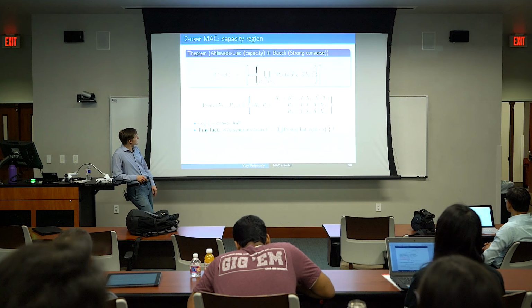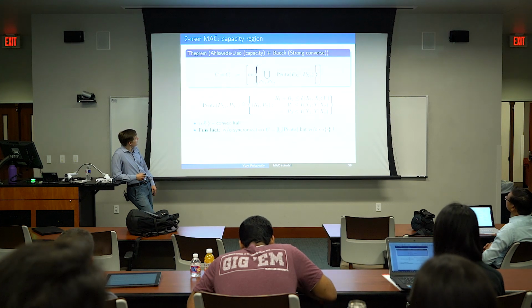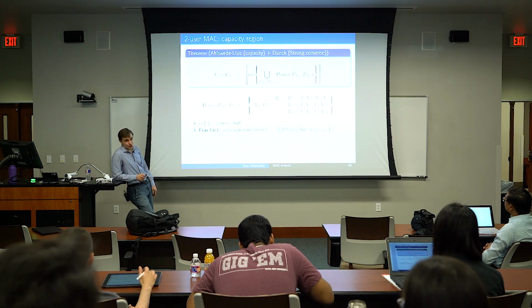Okay, so with this definition, what's the famous result due to Ahlswede and Liao for this? Now, Dueck proved the strong converse, so that now we know that also for C sub epsilon. Okay, so how do you compute this?